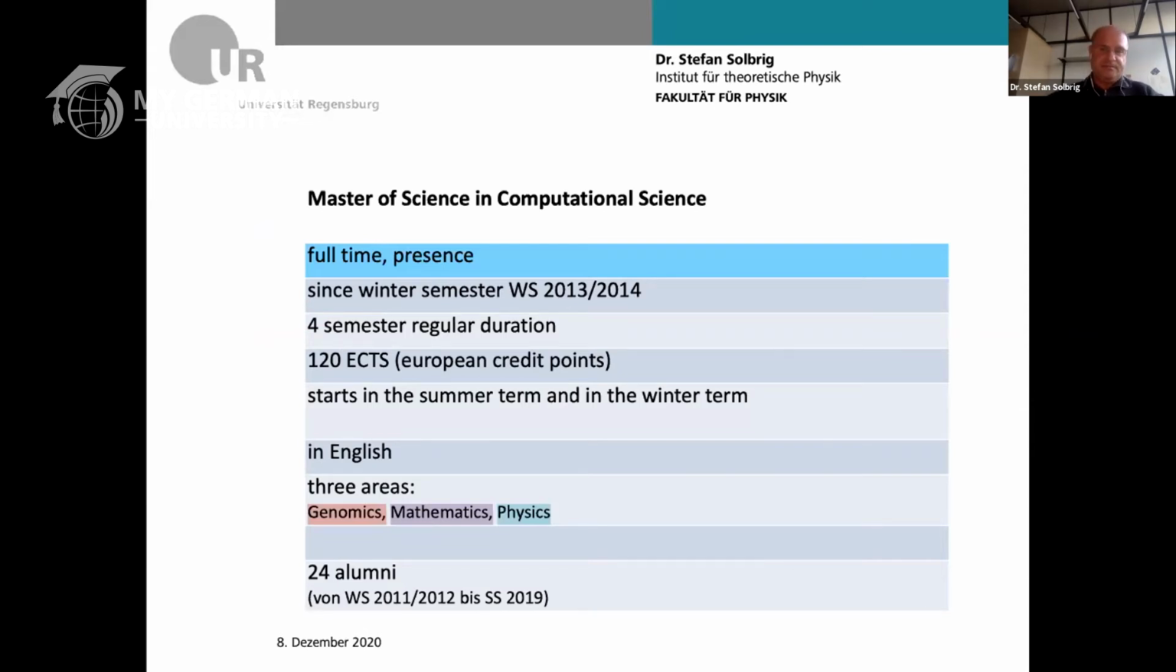As with most master programs, the regular duration is 4 semesters, and in these you earn a total of 120 credit points. It's possible to start in the summer or in the winter, both are possible. The program is completely in English, and typically you have courses from the 3 areas: genomics, mathematics, and physics. As I said, it's a relatively small program. Until now, we had 24 alumni.